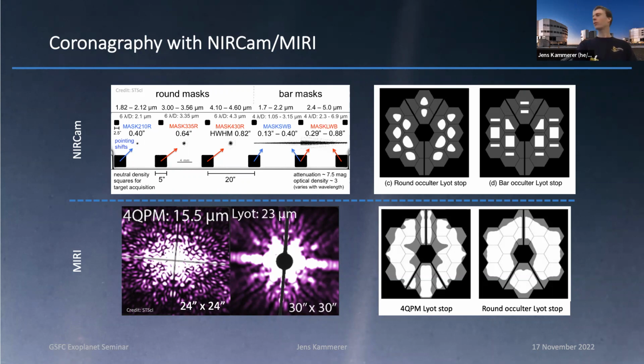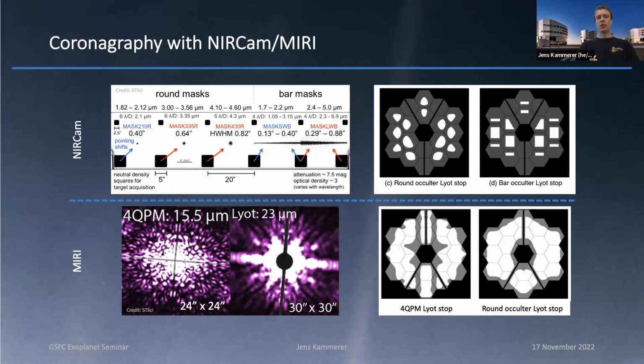And at 23 microns, we have also a more traditional Lyot mask, but this one has actually been rarely used so far for any observations because it's a really, really big mask. And basically most of the known exoplanetary systems are all kind of interior to this mask. So it's not been used a lot so far.